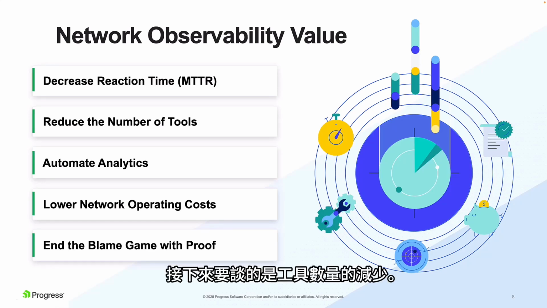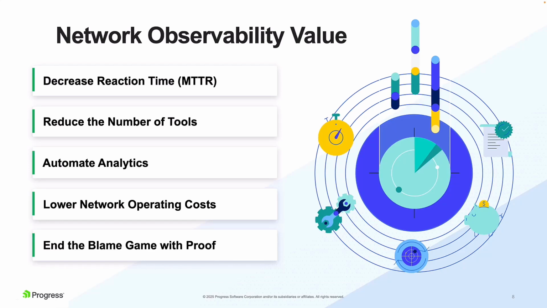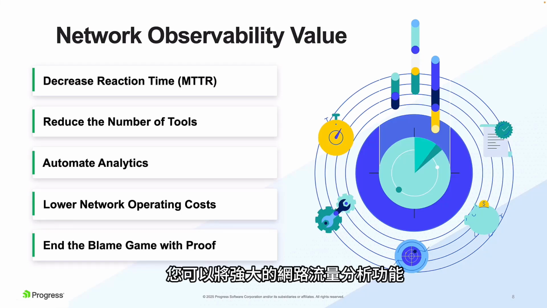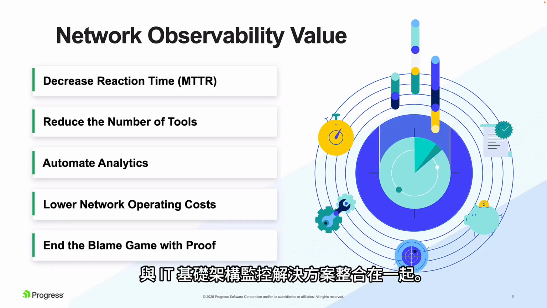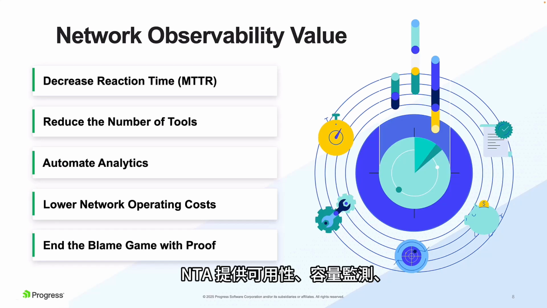Next up is the reduction of the number of tools. We know that an average IT team has maybe 20 to 40 different tools and systems they're working with, and turning from one tool to another takes away valuable time. Well, with NTA Plus, you're consolidating powerful network traffic analysis with your IT infrastructure monitoring solution. NTA Plus has availability, capacity, troubleshooting, compliance, and forensics, and it's all under one hood without switching between UIs. Next up is automated analytics. Autonomous investigation of the root cause of operational issues saves hours or days.